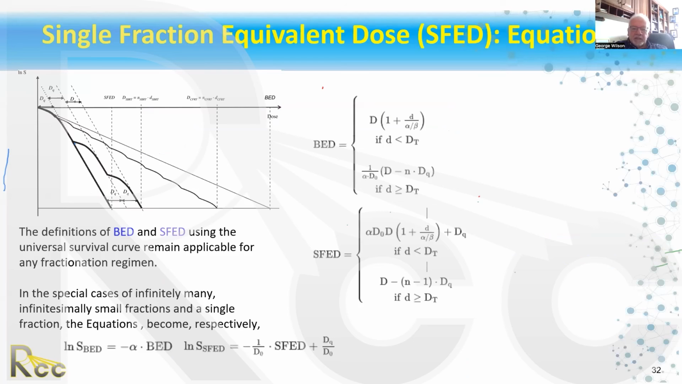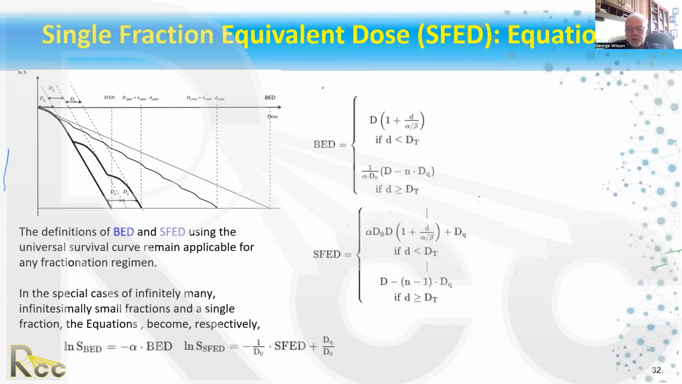So again, there's obviously equations we can use to calculate this. The BED would be calculated by the standard BED below the transition dose. And above the transition dose, we would calculate using the multi-target model, which would be this. And now we want to calculate single fraction equivalent dose. These would then be the equations that we would have to use. So now we've got to incorporate the DQ, the D naught, etc., into the equations. And again, depending on the transition dose, the equation would be different. So I'm not going into the detail of all this.